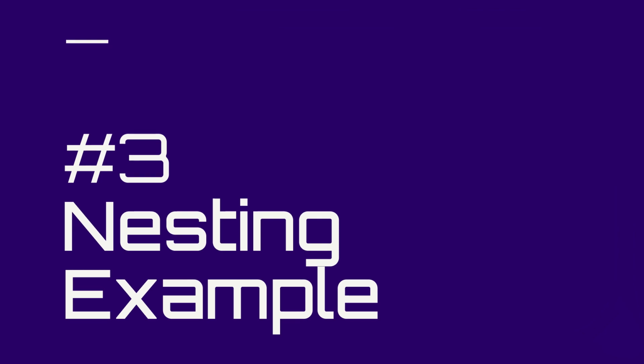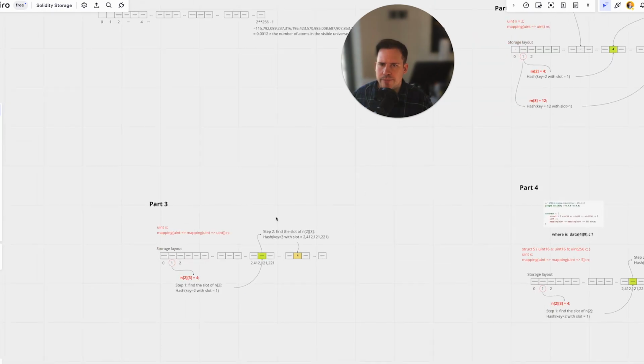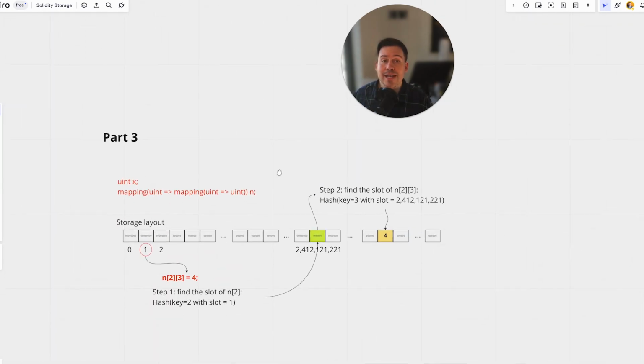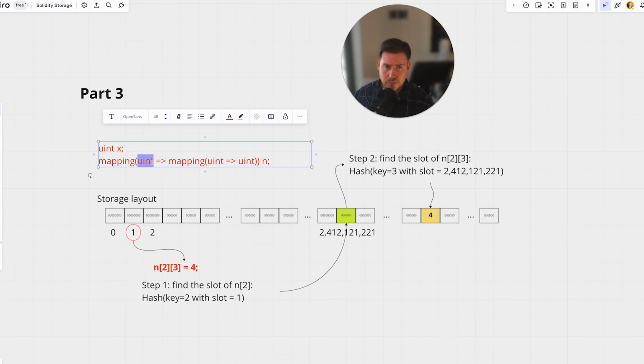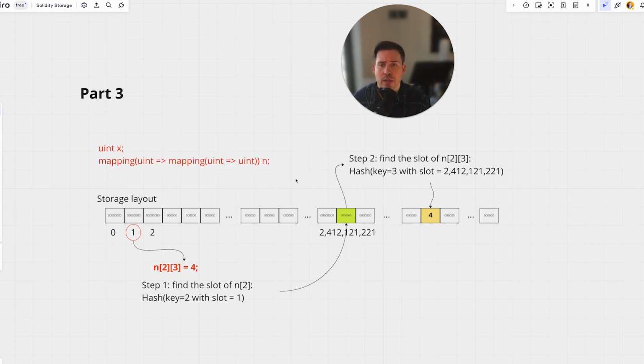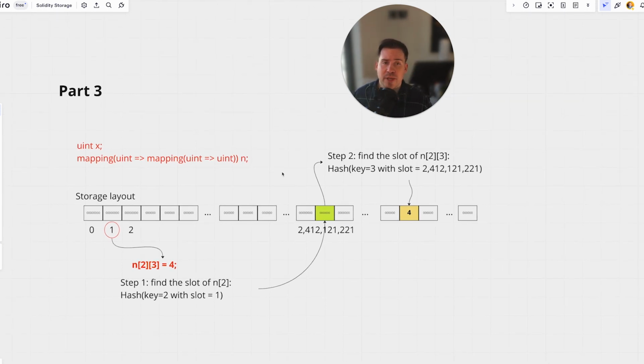All right, cool. So in part 3, we're going to understand how nesting mappings work. We're going to have a mapping that maps from a uint. That's the key. And it used to map to a value of a uint, but now it maps to another mapping, which in turn maps from a uint to uint. And you can keep going here. You can nest these mappings as much as you want. But I want to make sure you understand that it doesn't actually complicate things, because you just recursively apply the rules that we just went over.